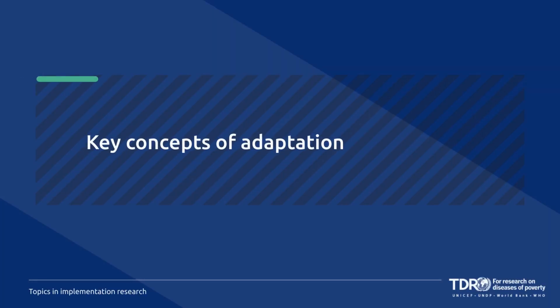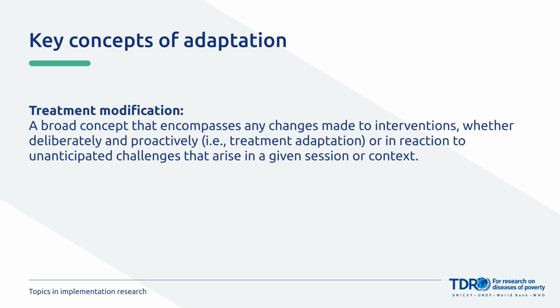Before delving deeper into the topic of adaptation, it's essential to grasp some key concepts related to this process. Let's touch on these briefly. Treatment modification encompasses any changes made to interventions, whether proactively or reactively, to address unanticipated challenges that arise during implementation. For example, adding other antigens to a vaccine to address other kinds of diseases that may be relevant in a given context, other than the disease for which the vaccine was originally developed.